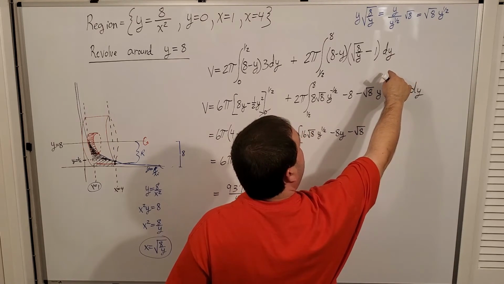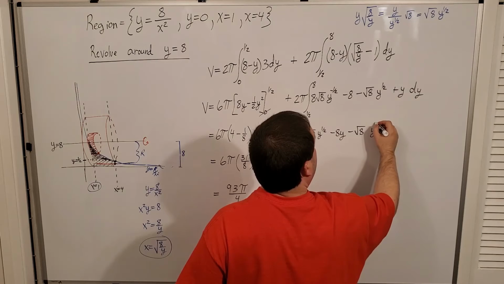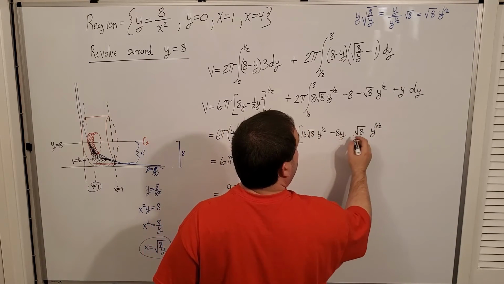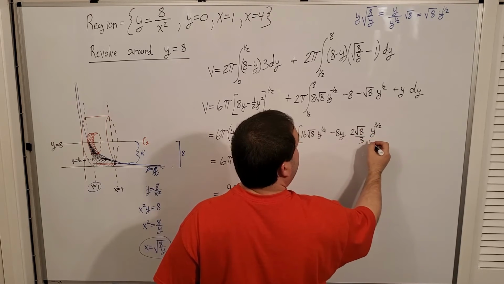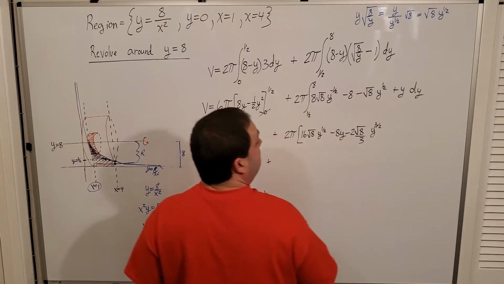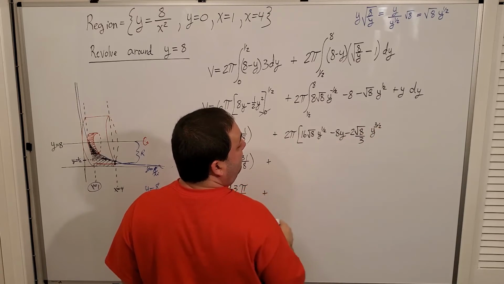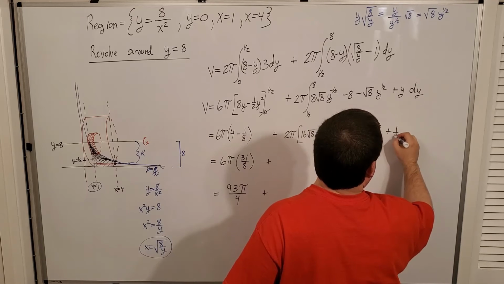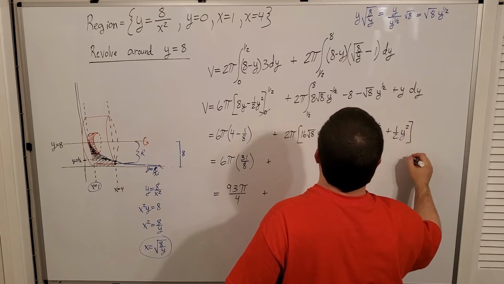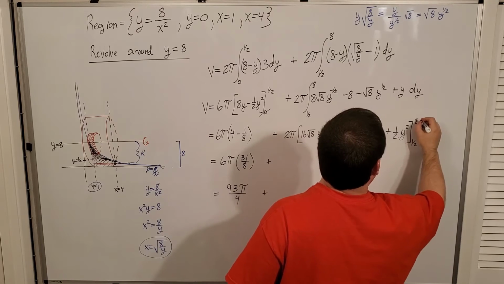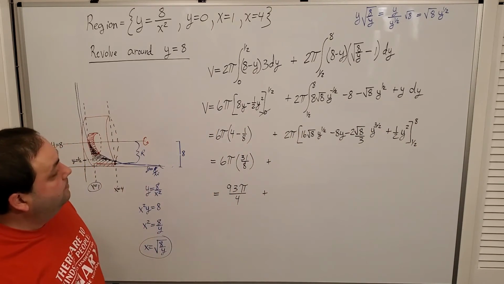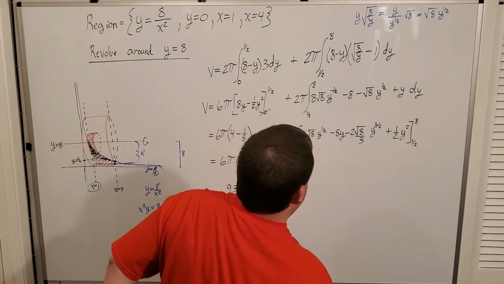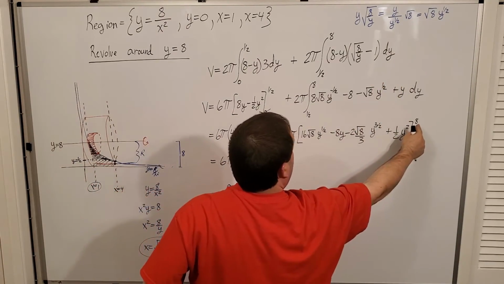That's going to be y to the 3/2, which is going to give me a 2/3 to go along with it. Right? 2/3 when I divide by the 3/2. And then lastly, 1/2 y squared. And that's going to be from 1/2 up to 8. Ooh, that's a yummy one. Okay, so let's start by plugging in 8.